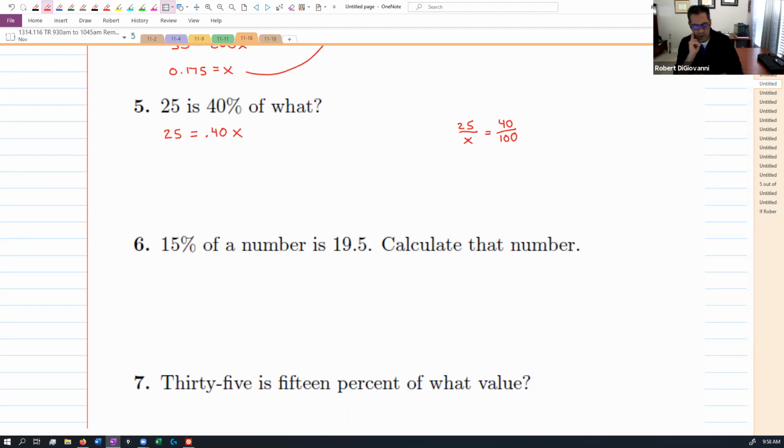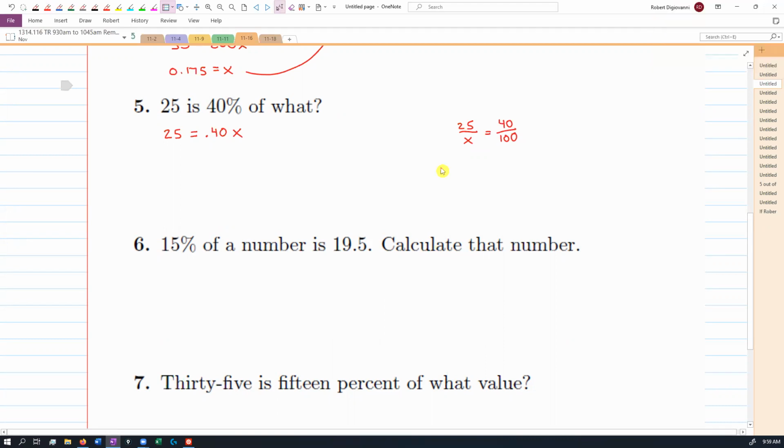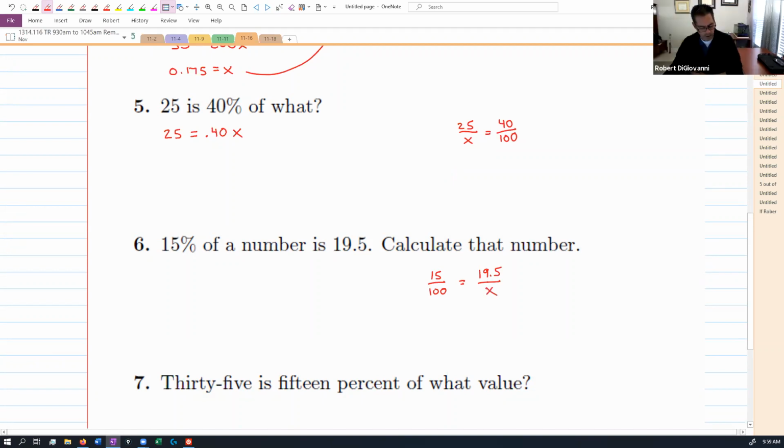What I'm trying to get at, okay, then how would you do number 15 then? Number 6, sorry. Oh, number six. I did 15 over 100 equals 19.5 over X. Okay. All right.